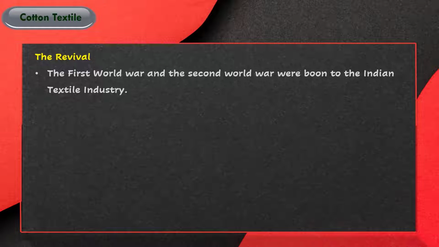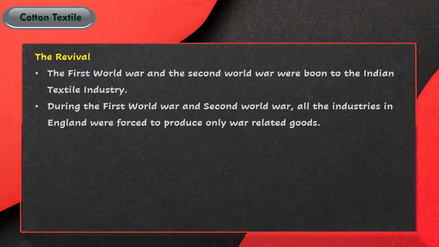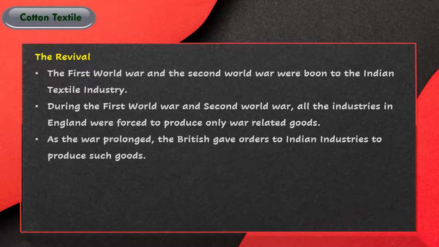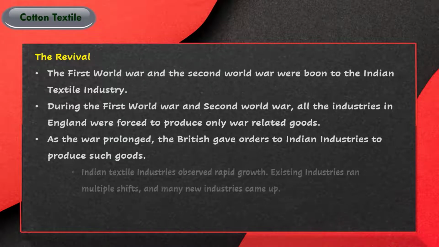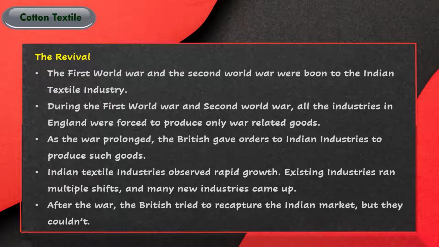The First World War and the Second World War were boon to the Indian textile industry. During the First World War and Second World War, all the industries in England were forced to produce only war-related goods. As the war prolonged, the British gave orders to Indian industries to produce such goods. Indian textile industries observed rapid growth. Existing industries ran multiple shifts, and many new industries came up. After the war, the British tried to recapture the Indian market, but they couldn't. Since then, the Indian textile industry has been doing fairly well.